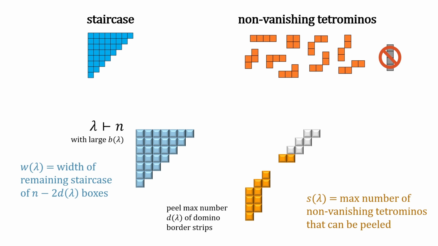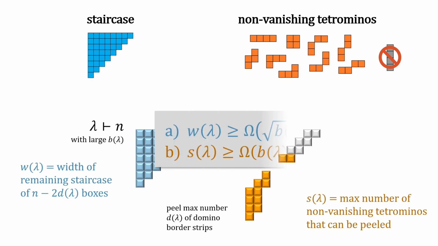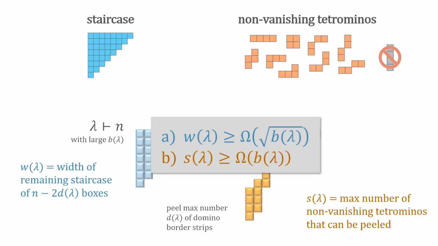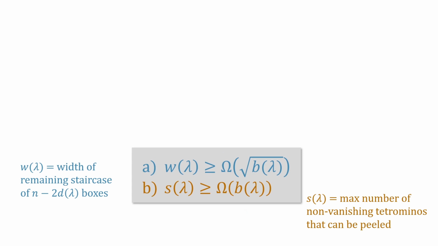The quantities W, B, and S are connected. Essentially, any partition lambda satisfies at least one of the following. Either W of lambda is at least omega square root of B of lambda. So if B is large, then there is a large staircase. Or S of lambda is at least omega of B of lambda. So if B is large, then there are many non-vanishing tetrominos. This can be shown by an elementary but a bit tedious combinatorial argument, but it shows that indeed if B is large, then either W or S must be large.